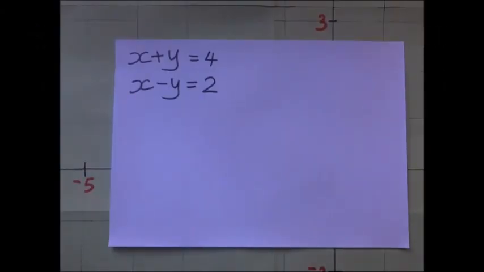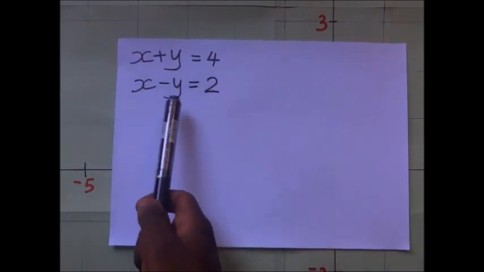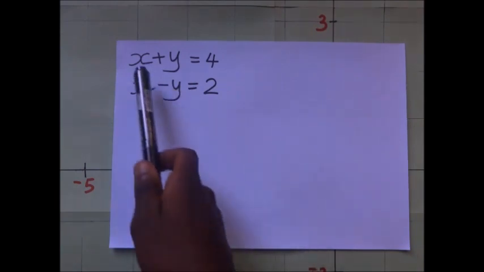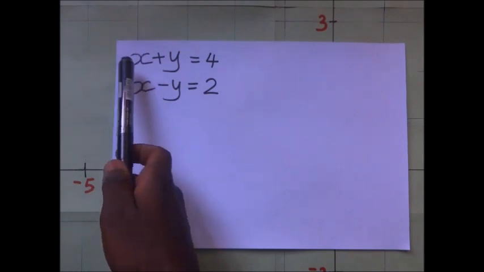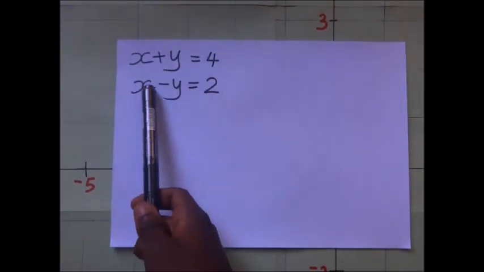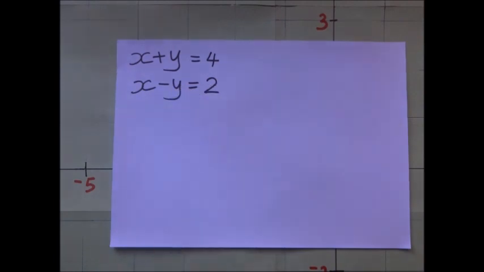Now, using the graphical method to solve the simultaneous equations we have here, we have two equations. These are linear equations in the form of y is equal to mx plus c. So what we do is draw these linear equations on a graph. We draw a graph of x plus y is equal to 4, then we shall draw a graph of x minus y is equal to 2.